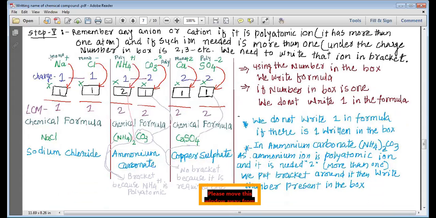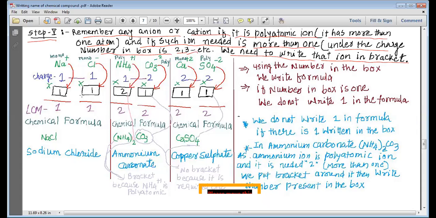Now, the next step, which is step number 5. Remember any anion or cation, if it is a polyatomic ion, that means it has more than one atom, and if such an ion is needed more than one, then under the charge the number is written in the box. If the number is 2 or 3 etc., then we need to write that ion in brackets.